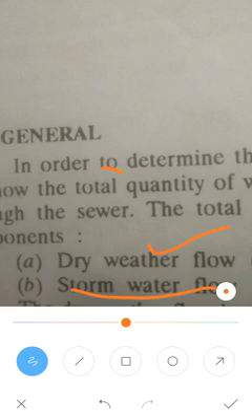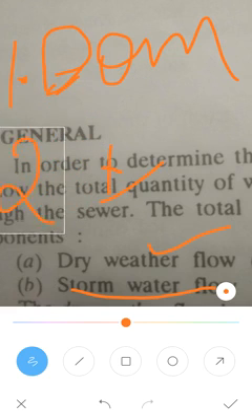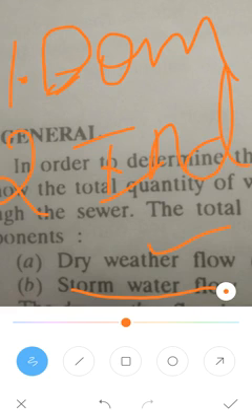The dry weather flow is the flow through the sewers that would normally be available during the non-rainfall period. It consists mainly of domestic wastewater and industrial wastewater. One is domestic, another is industrial. So these are the two wastewaters which usually occur.